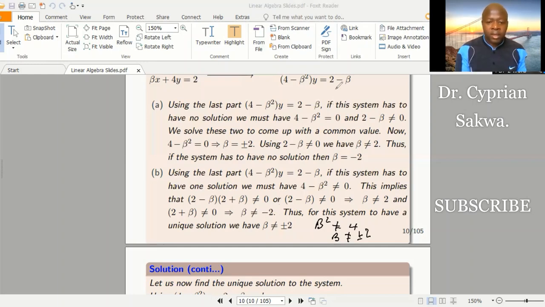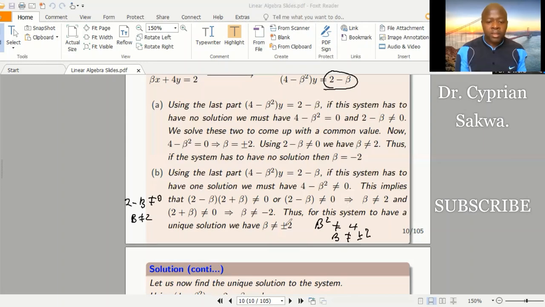Now, what about the right side? The right side should not be equal to zero. So again, I go for that: two minus beta should not be equal to zero. That means that beta should not be equal to two. And so that's why I say that for this system to have a unique solution, beta should not be equal to plus or minus two.